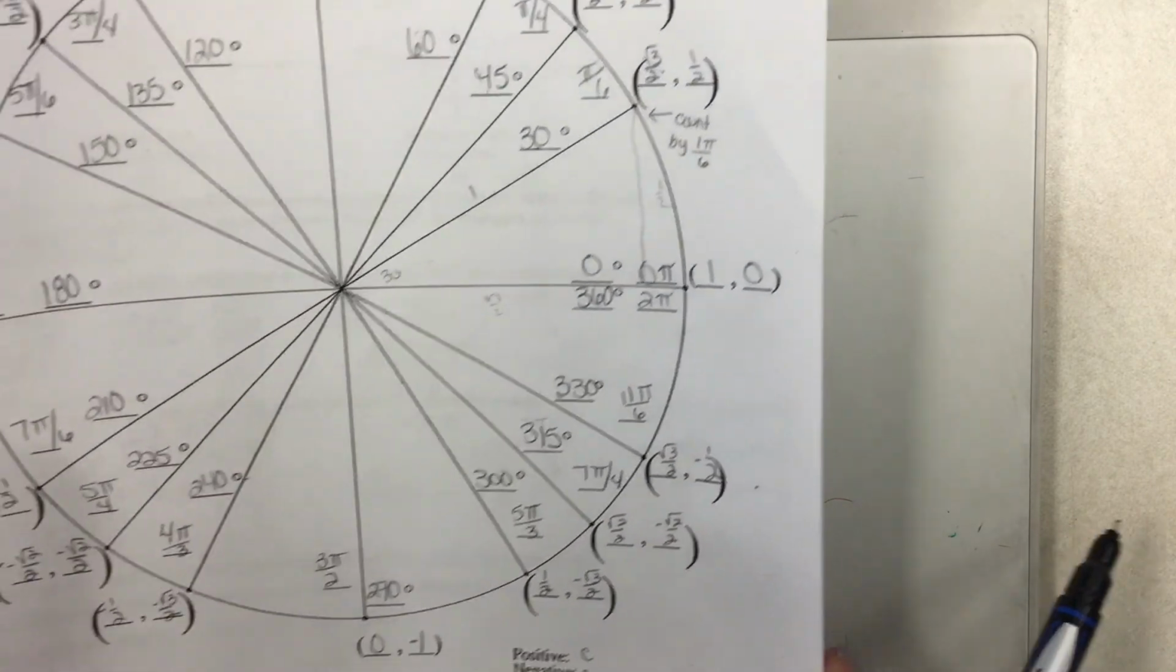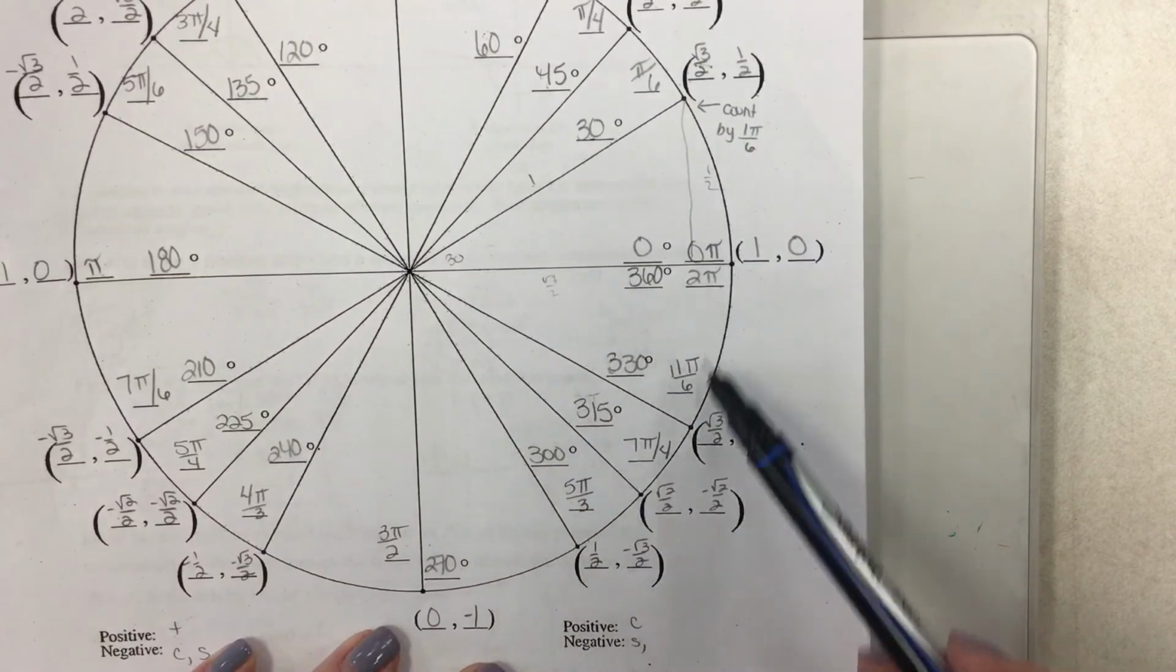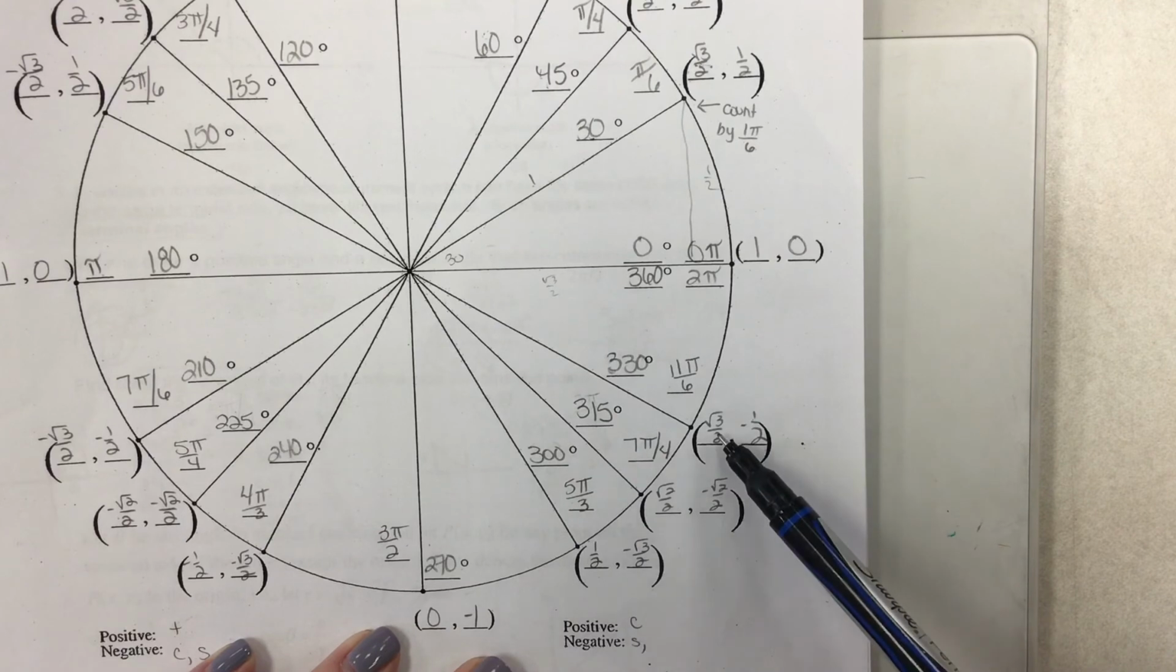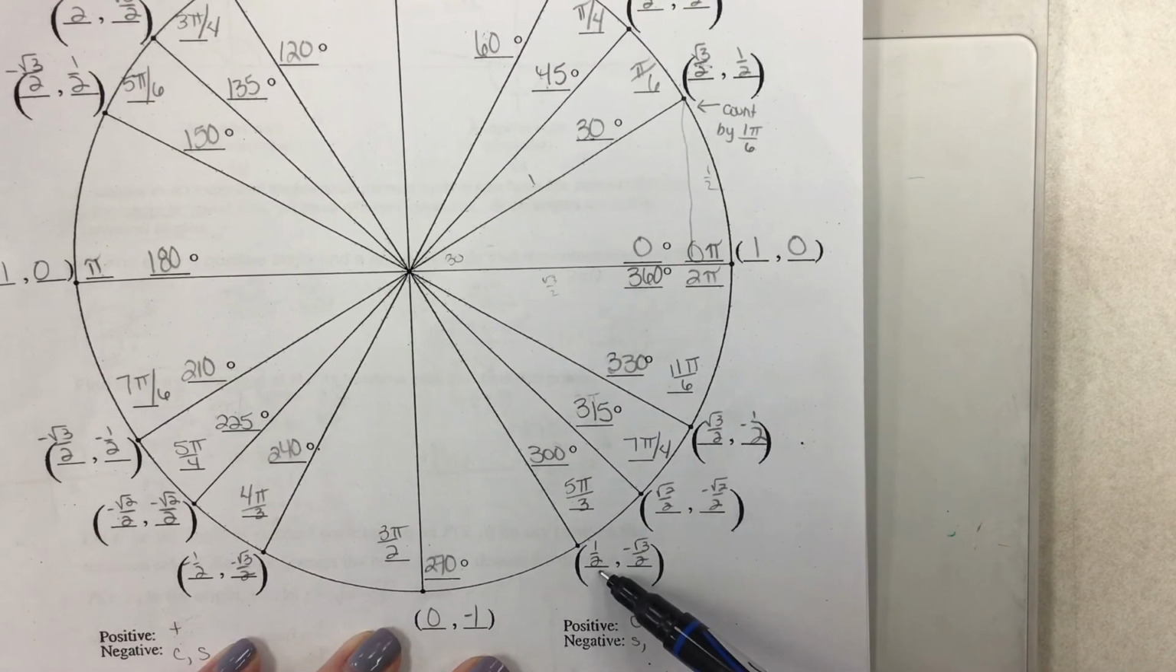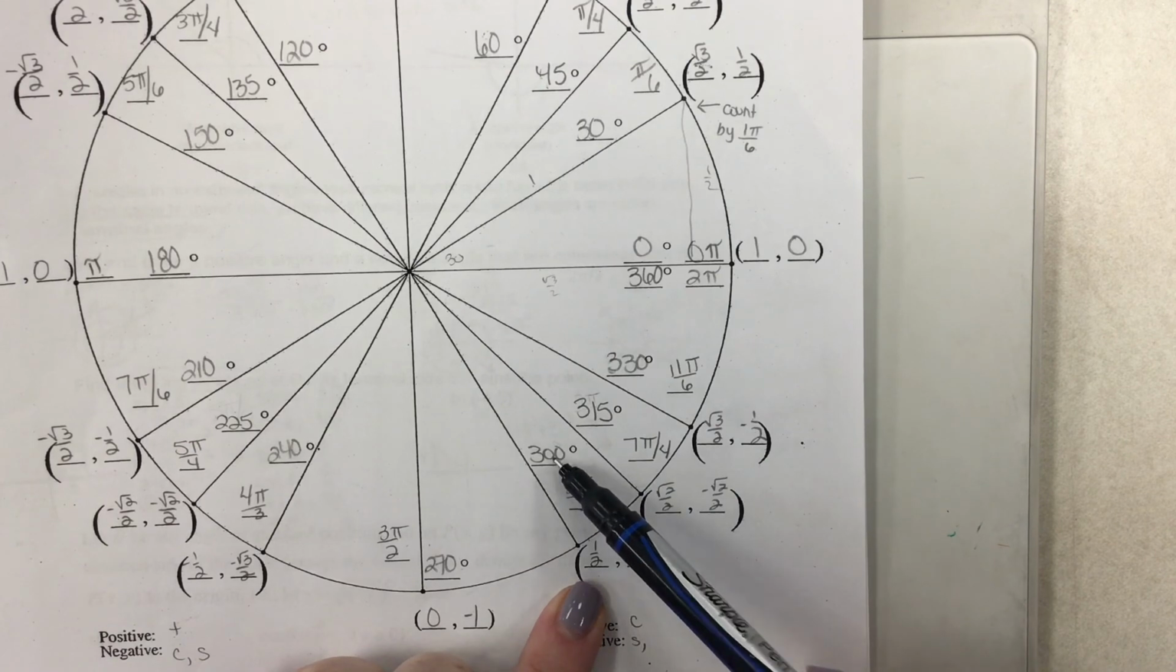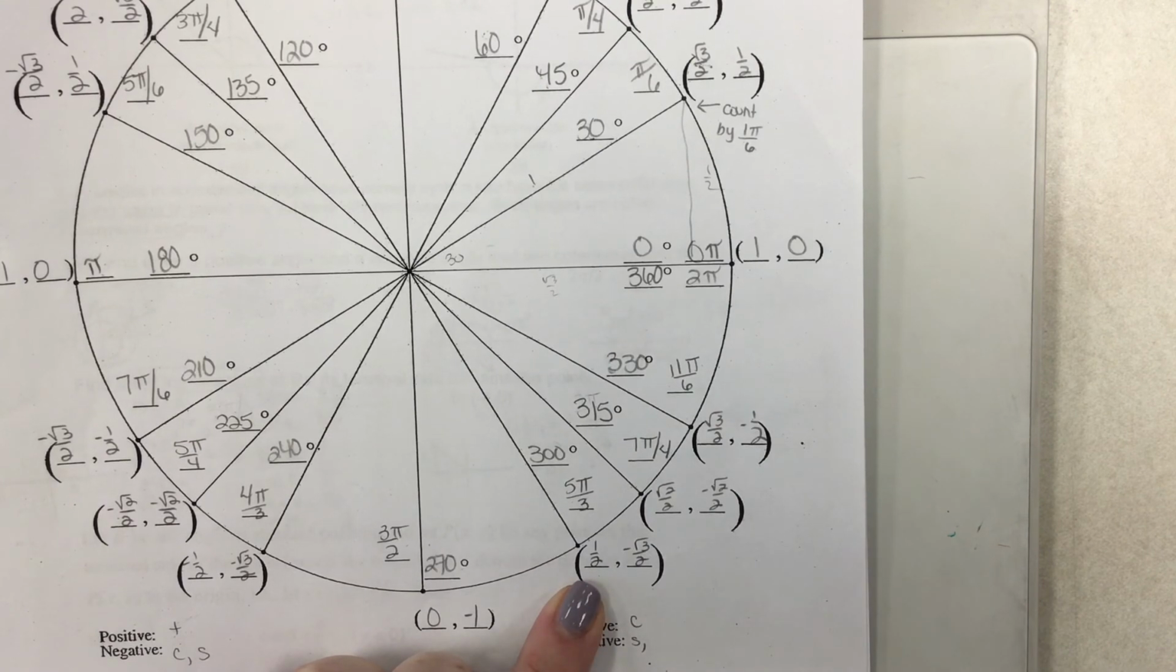Okay. Can you see me up here? So I'm in the 4th quadrant. I look, where's cosine 1/2? Hot diggity dog, there it is. And there's my 300 degrees, and there's my 5 pi over 3.